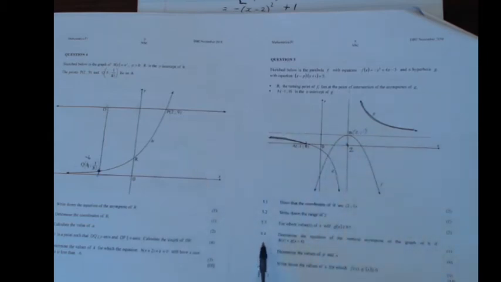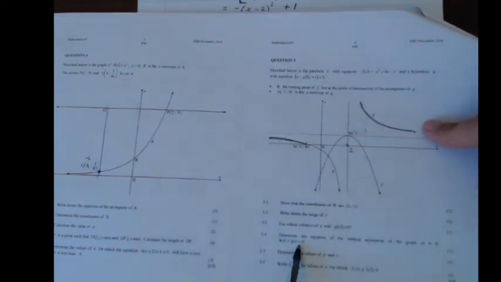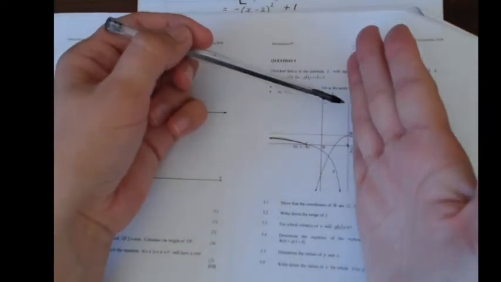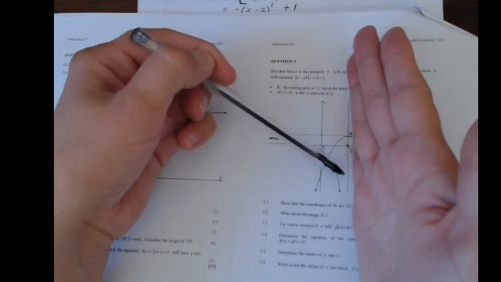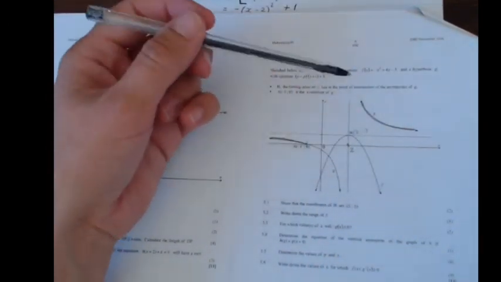Question 5.4 says determine the equation of the vertical asymptote of the graph of h, which is a new graph, right? If h is given by g(x) plus 4. So the graph of h is a new graph. That's the graph of g, my hyperbola here, that's been moved 4 units to the left. Right, so this graph is currently at this asymptote. They actually want the equation of the vertical asymptote of the new graph.